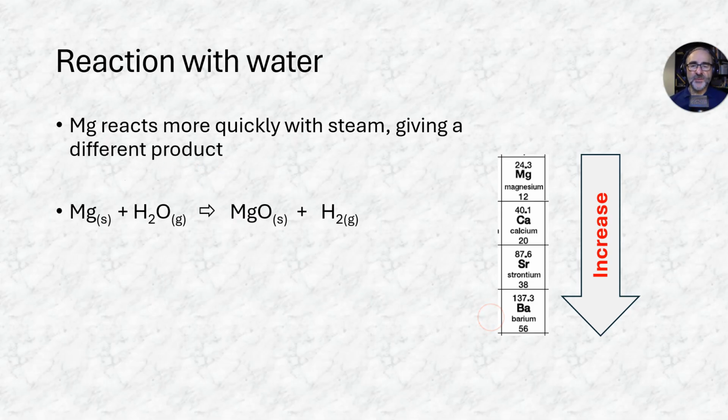Now magnesium does react more quickly with steam than it does with cold water, but it gives a different product, and that's really important because you're likely to be asked about that when you're asked about magnesium with cold water and magnesium reacting with steam, and you'll be expected to understand that they give different products as well as reacting at different rates. When magnesium reacts with steam, you still get a redox reaction, but you get magnesium oxide and hydrogen as the products, not magnesium hydroxide.